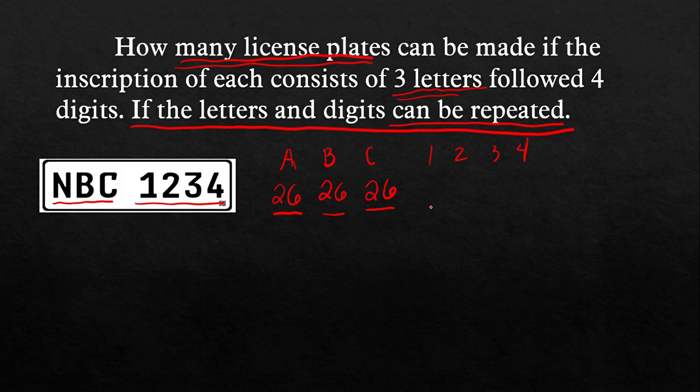How about the digits? For the 4-digit numbers, how many digits do we have? 10, including 0. And then we have 10 for the second digit. The third digit can be 10. The fourth digit can be 10. So you're just going to multiply all of them: 26 times 26 times 10 times 10 times 10.